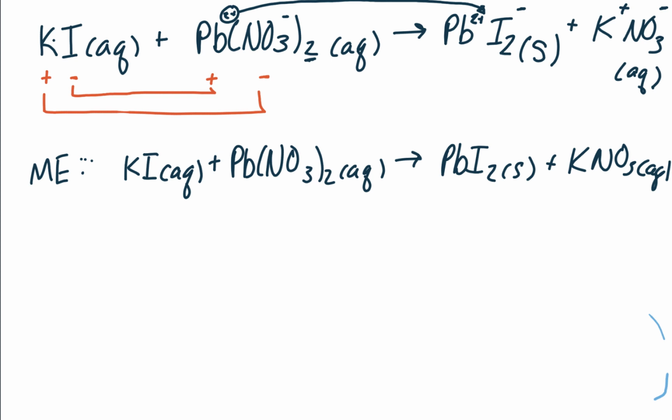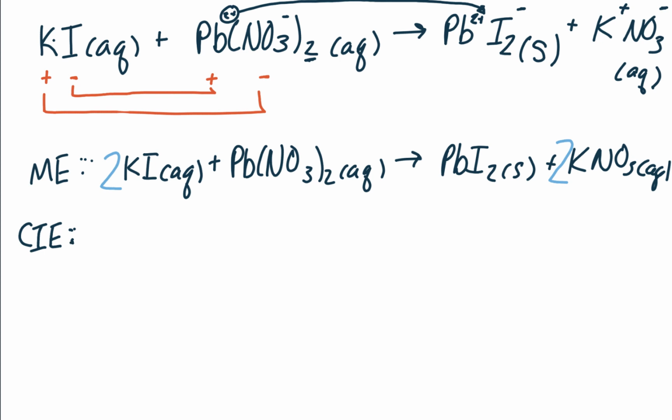Okay, so that's the molecular equation, but before we can move on, we need to make sure our molecular equation is balanced. Now we can move on to what we call a complete ionic equation. The complete ionic equation writes everything as it actually exists. So if it exists as an ion, then we write it as an ion.